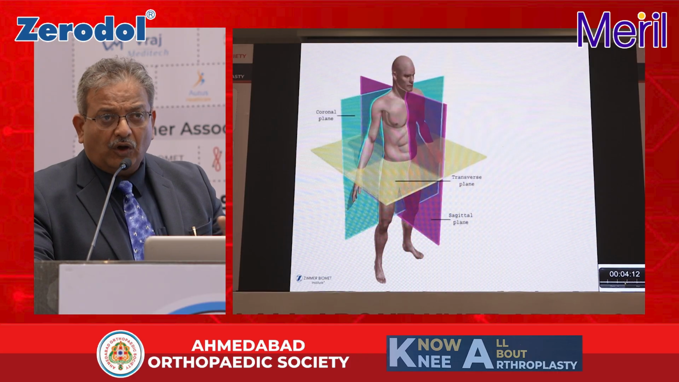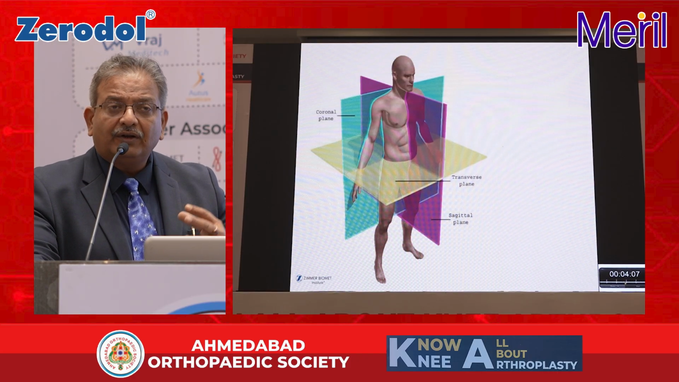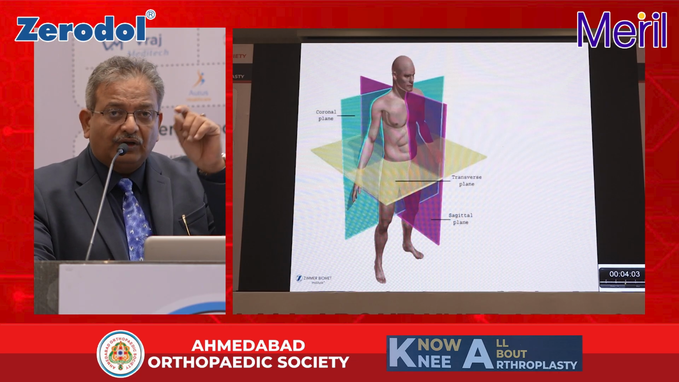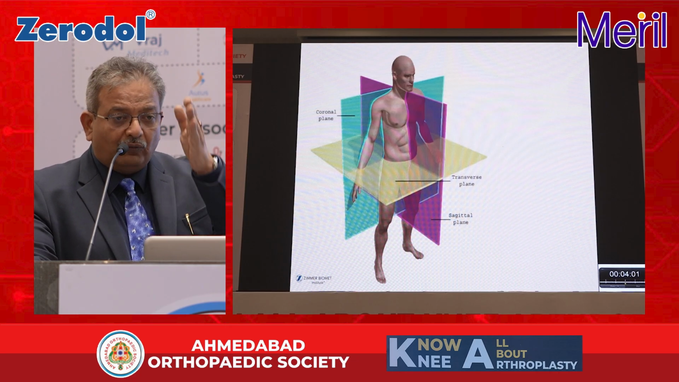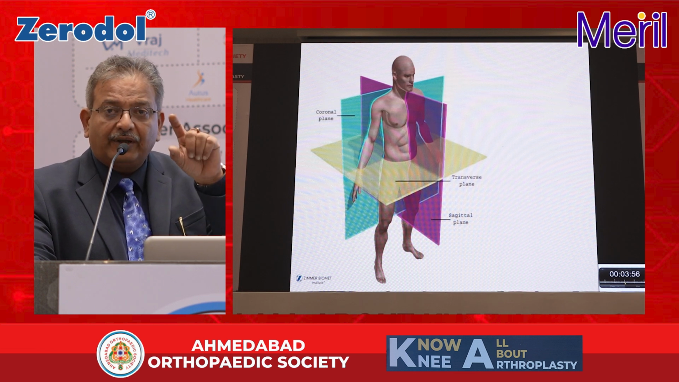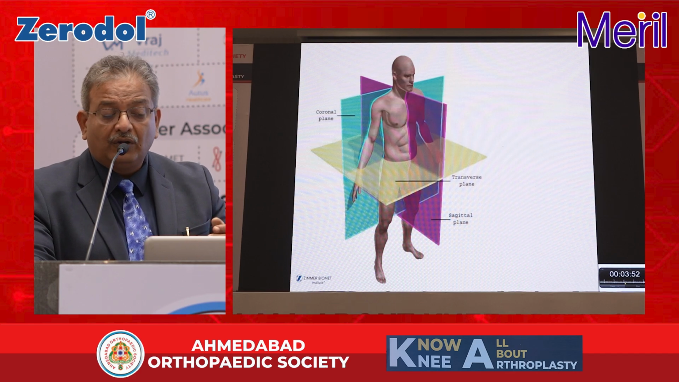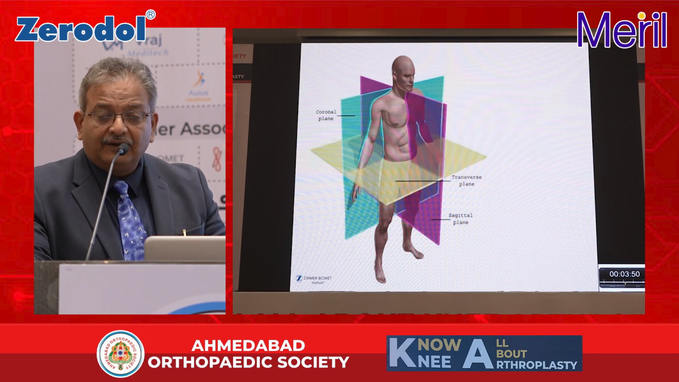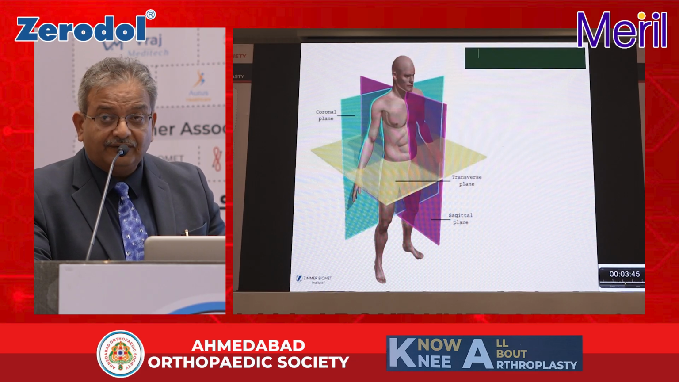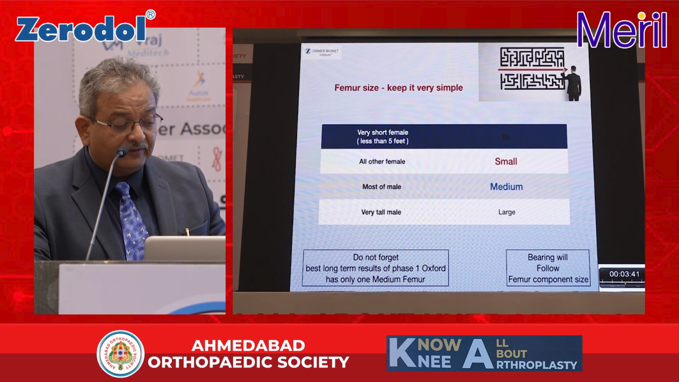So the best part of Oxford is that the coronal plane is your plane. As a surgeon, what exactly do you do as a surgical technique? You just do an arthrotomy. You remove half of the fat pad. You do a vertical tibial cut in the coronal plane. You do a meniscectomy and make peg holes. That's it. You cannot do anything else even if you want to, because the entire sagittal plane is taken care of by the instrumentation system. That is very important and easy to understand. So the coronal plane is your plane, the sagittal plane is the instrument system's plane.